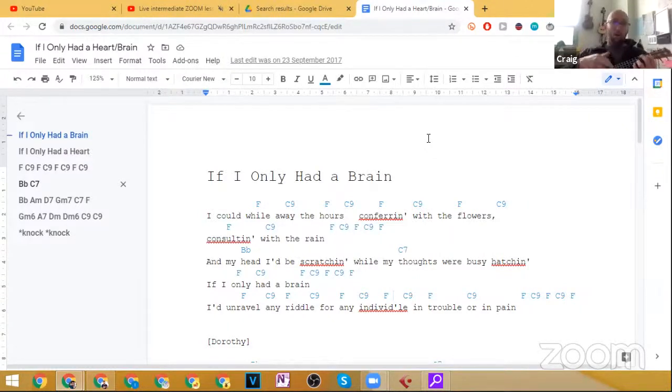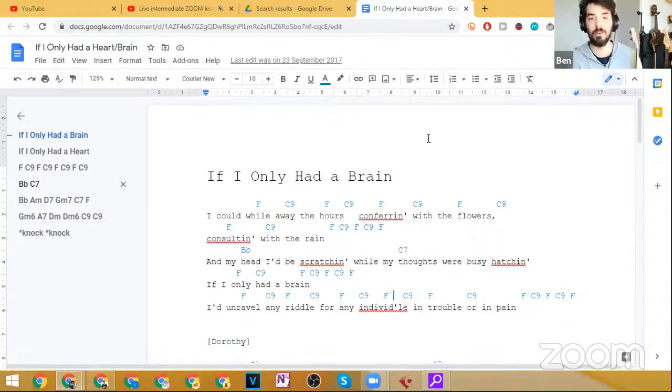I could while away the hours, conferring with the flowers, consulting with the ring. Losing it there. No, that was really good. Low G also. That's nice. You've got like a little walking bass going on with the A and the B flat.